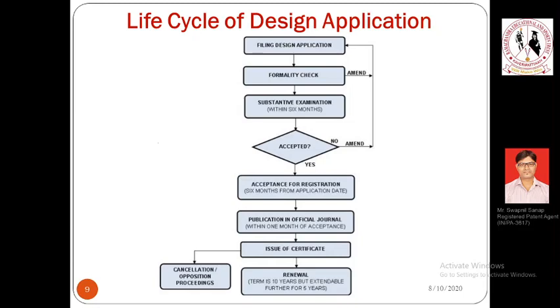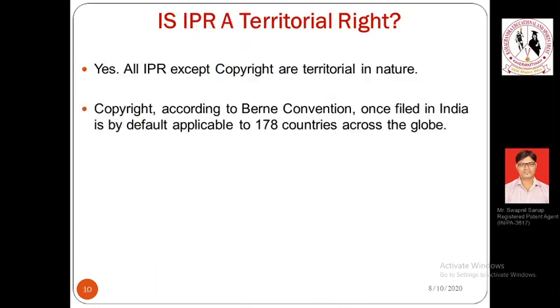Enforceability, let me reiterate, is referred to as the legal rights that are being granted to a person or the author. Now, moving on, IPR as a territorial right. What is the meaning of territorial right? You may have heard it in the news, you may have read it in the newspaper, you may have heard it in any video that you're watching.